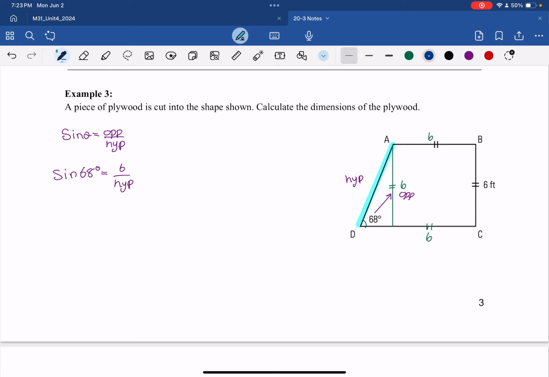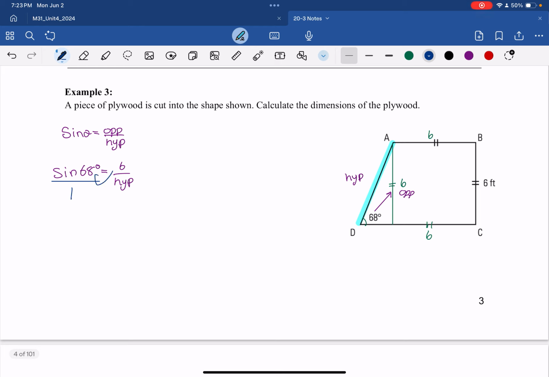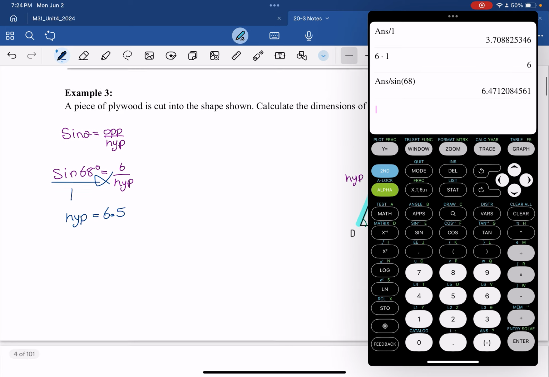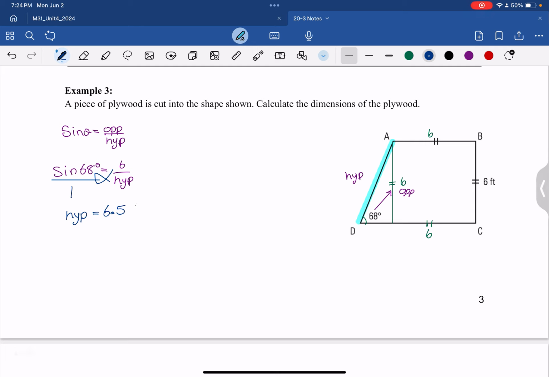Now, I'm going to put this over 1 so I can do some cross multiplication. So I'm going to go 6 times 1 divided by sine of 68. I'll get 6.5, we'll round to. So the hypotenuse is 6.5. And I'm not quite sure what unit we're in. We're in feet. So that means right here, this is 6.5.